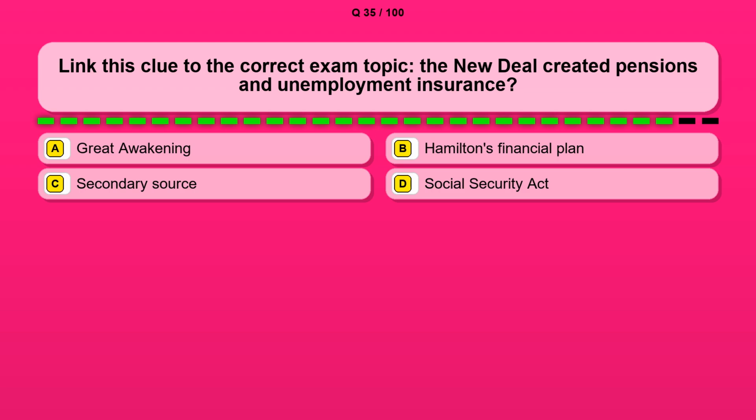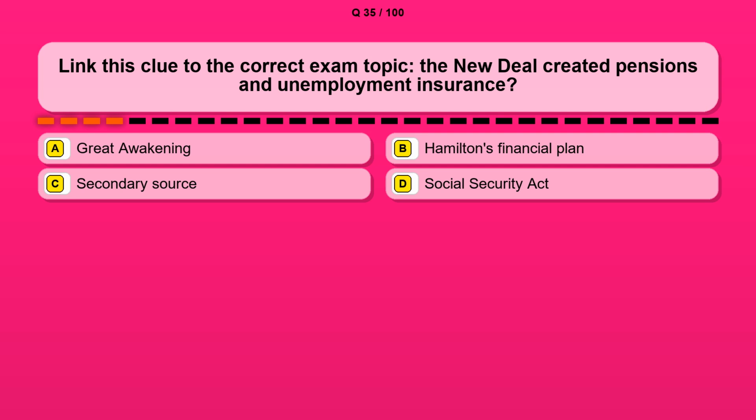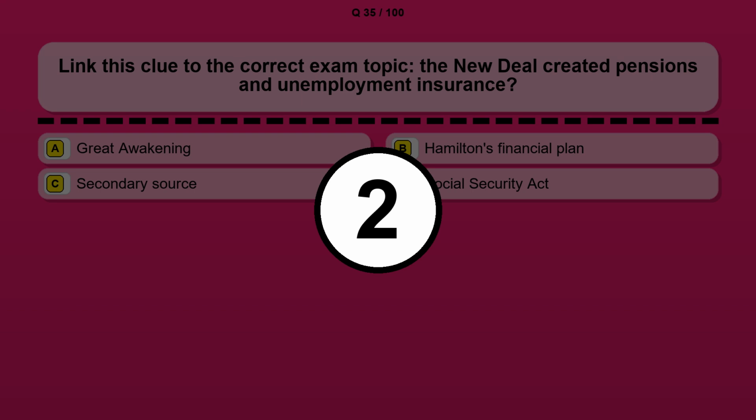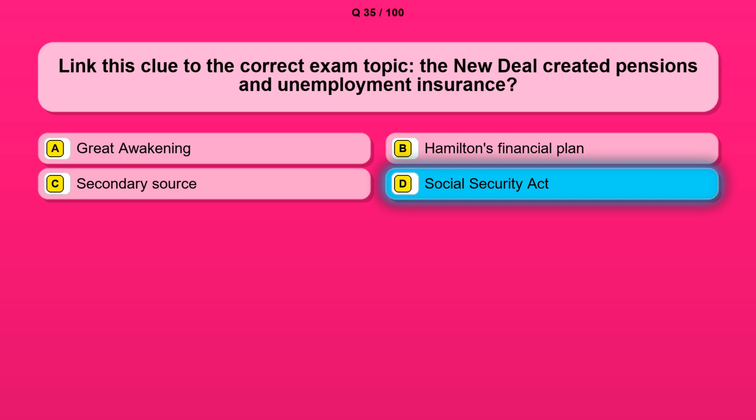Question 35. Link this clue to the correct exam topic. The New Deal created pensions and unemployment insurance. Option A, Great Awakening. Option B, Hamilton's financial plan. Option C, secondary source. Option D, Social Security Act. The correct answer is option D, Social Security Act.